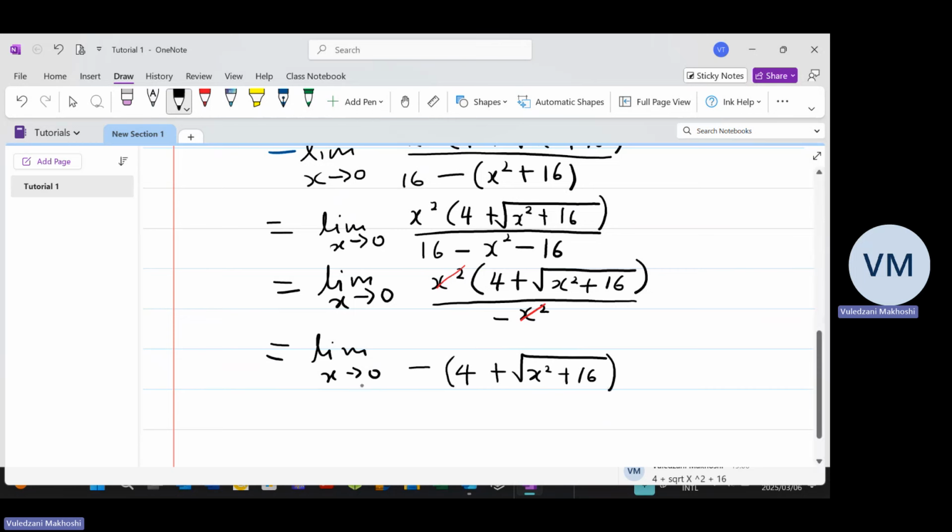Then again, we check whether 0 is in the domain of this function. And of course it is. So we end up with the limit x is approaching 0 of minus 4 plus the square root of 0 squared plus 16, like that.